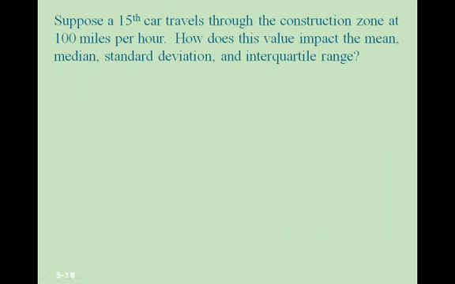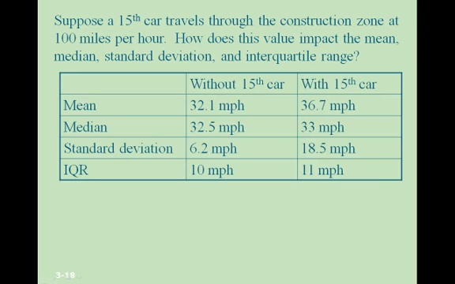Suppose a 15th car travels through the construction zone at 100 miles per hour. How does this value impact the mean, median, standard deviation, and interquartile range? So here's what happens to our values. We see the mean, median, standard deviation, and IQR without the 15th car, so from our original set of data. That's in the first column.